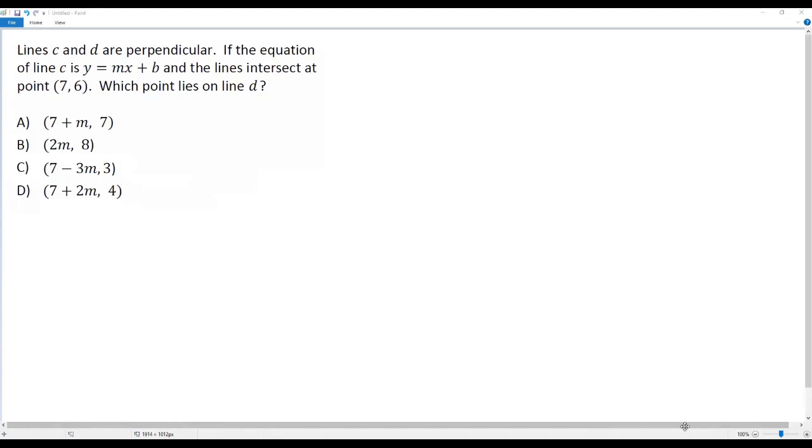Here we have a SAT math problem. Okay, let's go to the question. Lines C and D are perpendicular. If the equation of line C is y equals mx plus b and the lines intersect at point (7, 6), which point lies on line D?